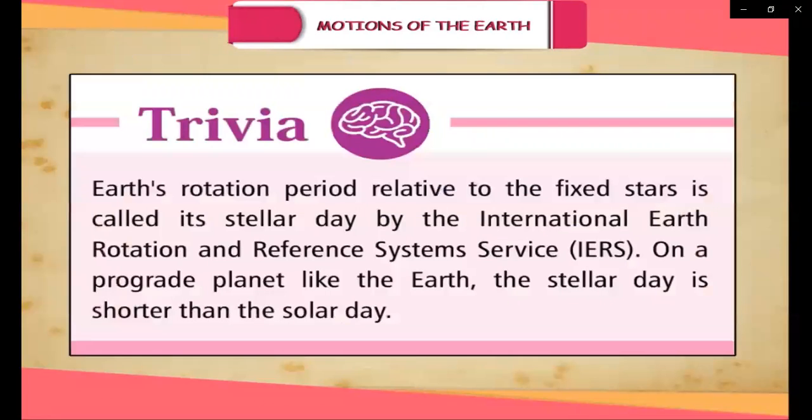Trivia. Earth's rotation period relative to the fixed stars is called its stellar day by the International Earth Rotation and Reference System Service (IERS). On a prograde planet like the Earth, the stellar day is shorter than the solar day.